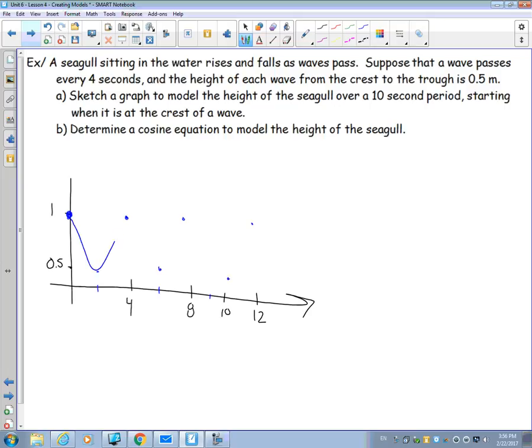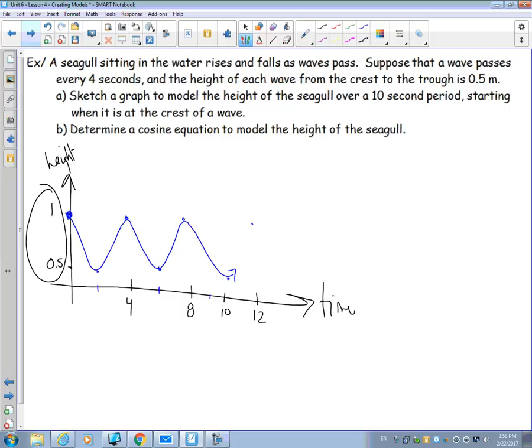So when I make my graph, I get that. I'm just going to keep on going. And this is time, and this is height. Now again, I chose numbers here. As long as they're 0.5 apart, it doesn't really make a difference what those numbers are.